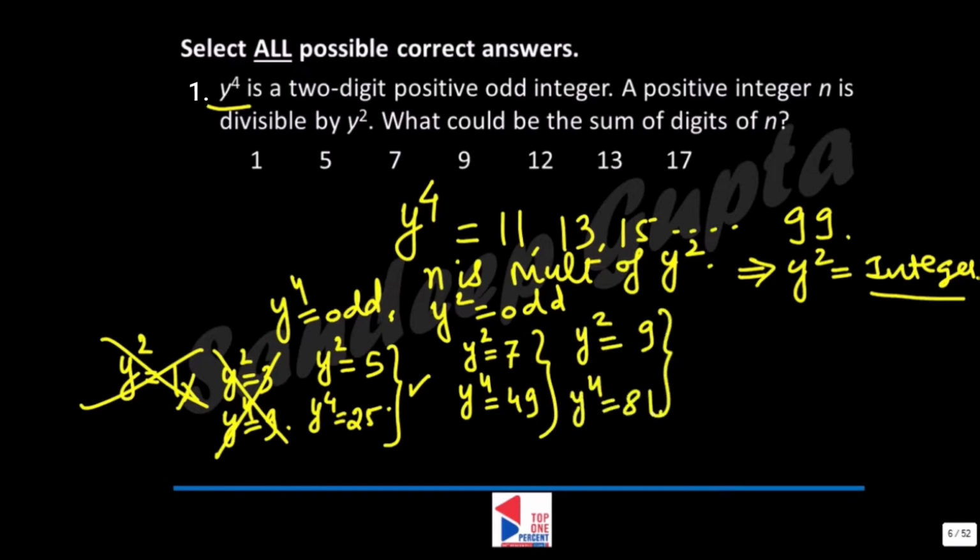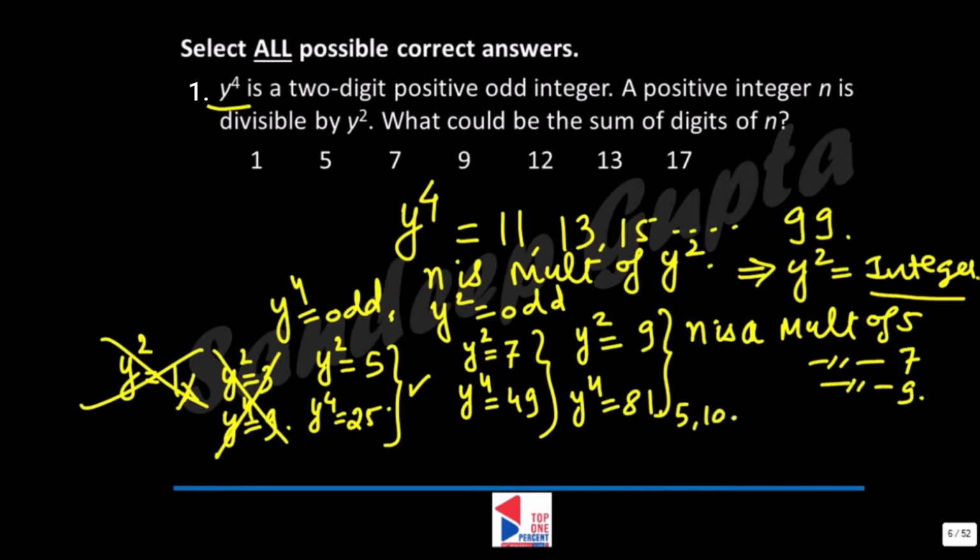Now, what could be the sum of digits of n? n is a multiple of y square. That means n is a multiple of 5 or multiple of 7 or multiple of 9. If it is a multiple of 5, it could be 5 or 10. If it is 10, 10 is also a multiple of 5. So what is the sum of digits of 10? It is 1. So this is definitely possible. 5 itself is possible. So 5 is possible. Now can I generate 7 from any multiple of 5? Yes, 25. Definitely. So even this is possible.